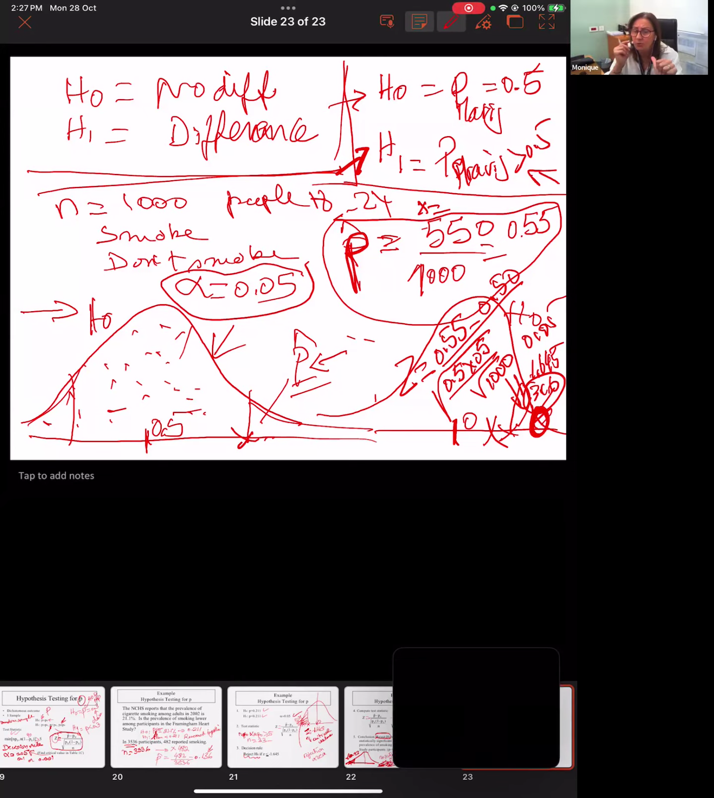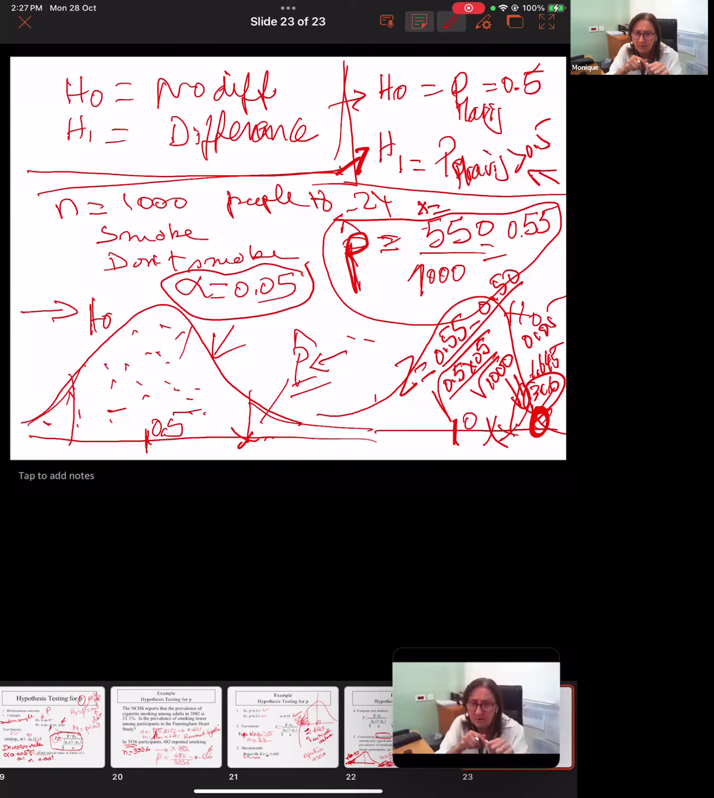Great. So you need to always think about the nature of your variable. Is it continuous or is it dichotomous? Are you using a mean or a p? Are you looking at a one-tailed or two-tailed hypothesis? If you're looking at dichotomous, did you check that np and nq are greater than 5? Also pay attention to whether your n is greater or less than 30. If it's greater than 30, you use the Z table. If it's less than 30, you use the T table.